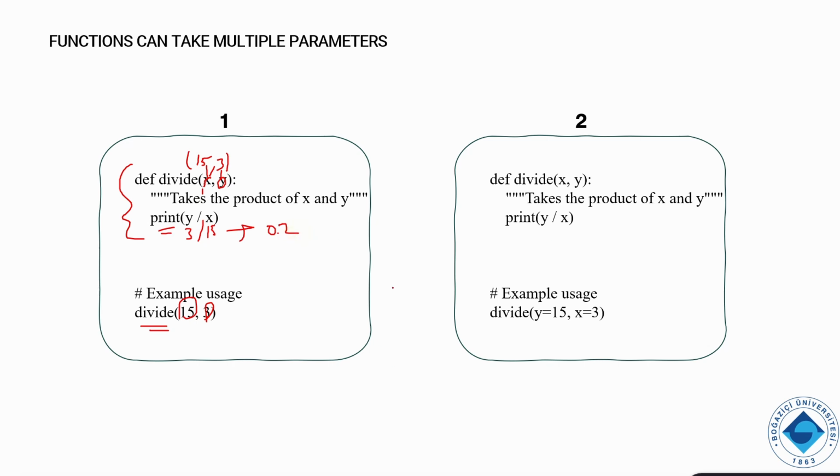But if we come to this example, it's a little bit different because it has predefined parameters here. We are saying, okay, y equal 15, x equal 3. So it will automatically be assigned inside the parameters of the function, like that one. Then y will be 15 and x will be 3. So we are supposed to see 5 this time, right?